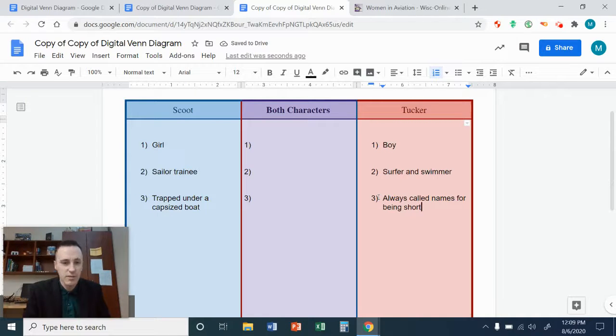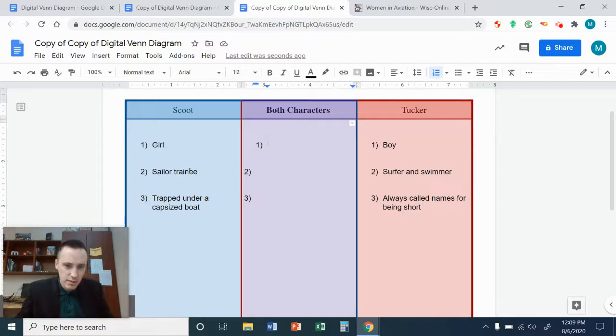There you go. These are very different things. We have different genders. They both do different things with their time, and they both had very different problems. However, they have some similarities. Think of this. What is similar about them?